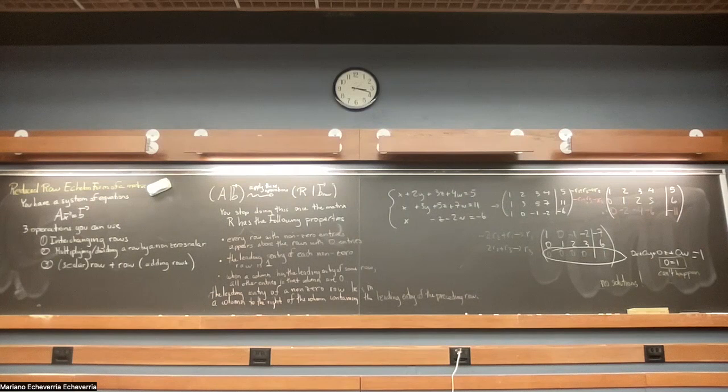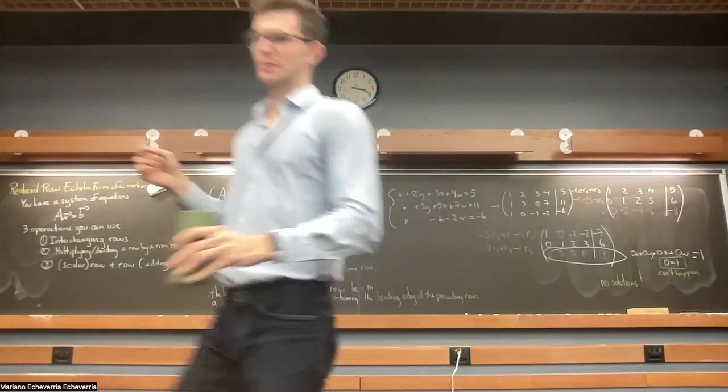Okay, so now what I was going to do is tell you something more useful about how to identify whether a system will have zero solutions, infinite solutions, or a unique solution. That's more useful than this. For that, we need to talk about the rank of a matrix, which is actually a very important concept.